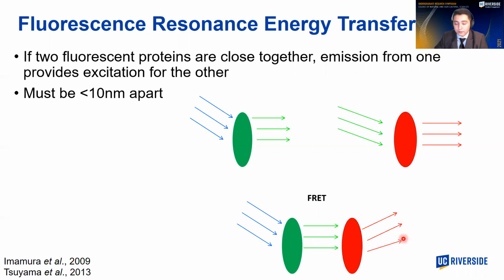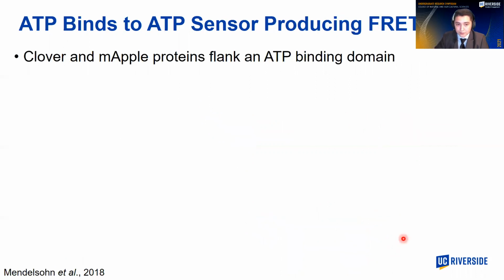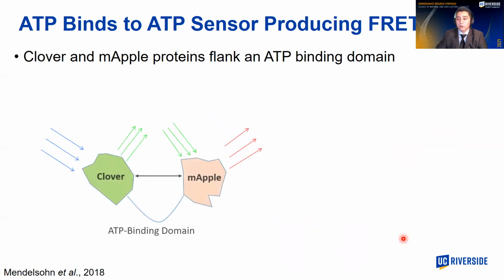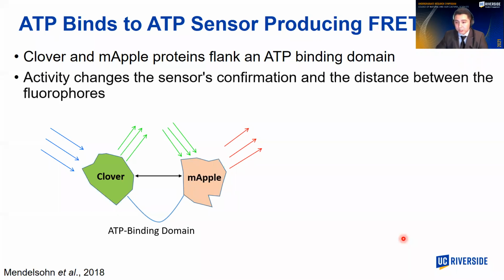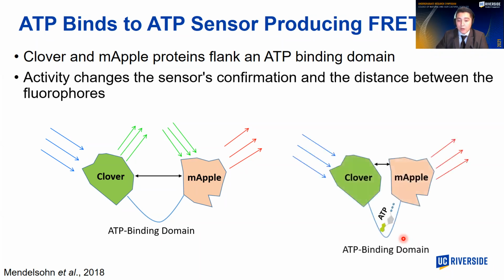And this is how our sensor is going to work to detect ATP, because we have a clover and an M-apple protein that flank an ATP binding domain. And activity in this domain will change the sensor's conformation and the distance between the two fluorophores, allowing for that FRET interaction to occur, which I mentioned earlier. So we can excite each fluorescent protein individually, but when ATP is bound to the binding domain, it will allow for that FRET interaction where we excite with blue and ultimately see red.